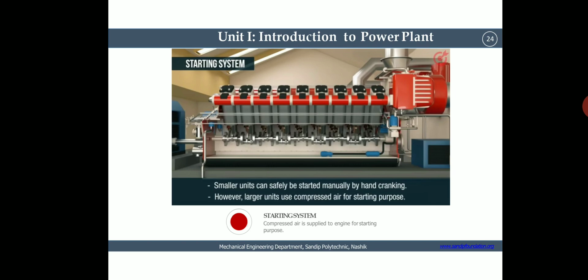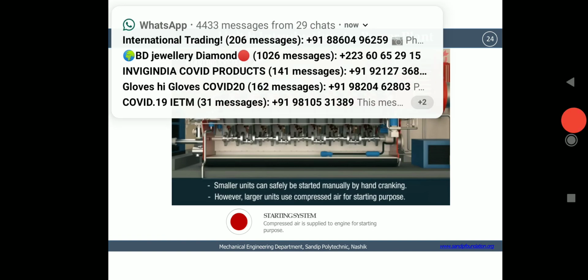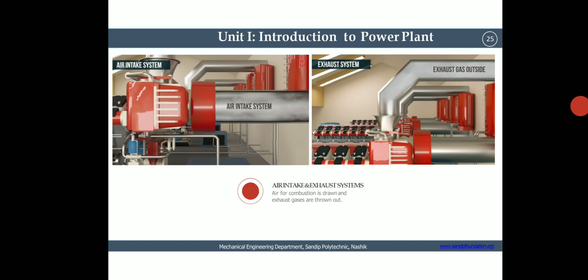So you can see that smaller units can safely be started manually by hand cranking. However, large units use compressed air for starting purpose. Compressed air is supplied to the engine for starting. So the air intake system you can see in the figure, and the exhaust system you can see. Air is drawn in and exhaust gases are thrown out.